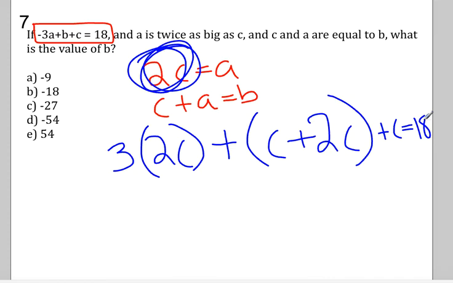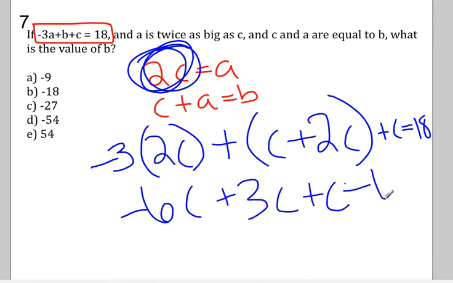All right, so if I go this way, I am going to get 6. Whoops, I had a negative here. Negative 6C plus 3C plus C is equal to 18. And when you add all those up, you're going to get C equals negative 9. And what do you notice about your answer key? The first choice is negative 9.